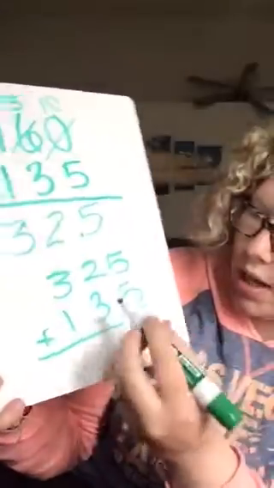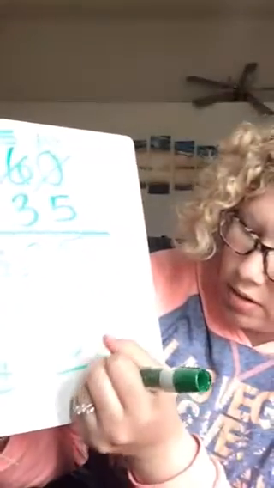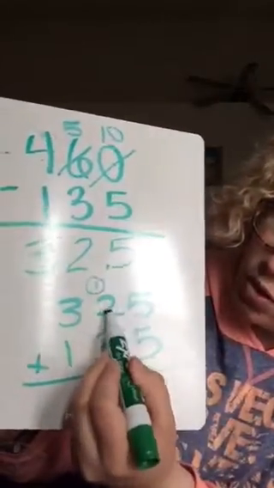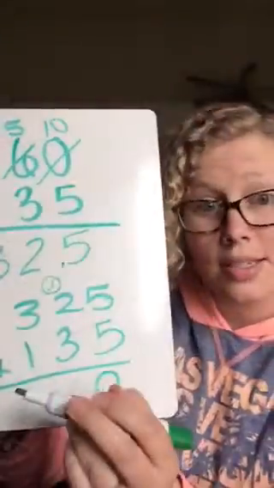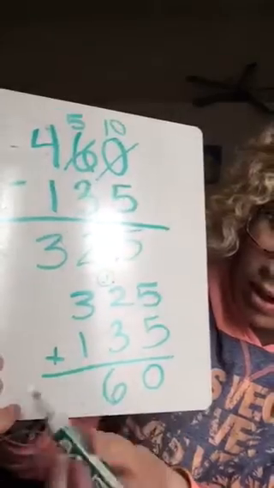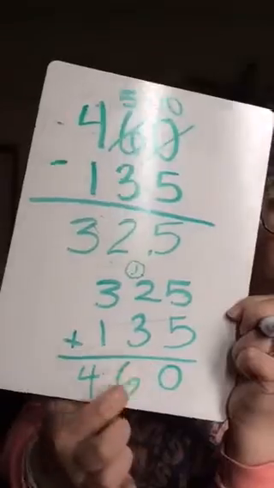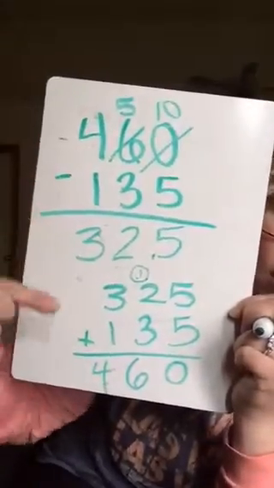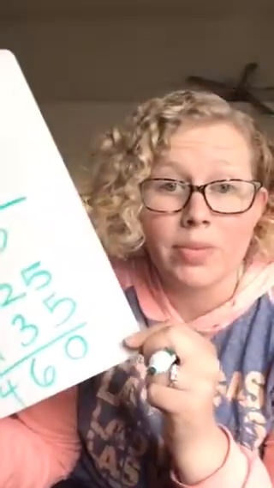Let's add it and see what we get. 5 plus 5 is 10. Okay, I drop my 0. I carry my 1 next door up into the invisible cloud. 2 plus 1 is 3. 3 plus 3 is 6. And then 3 plus 1 is 4. Okay, so then let's check. Here's my number. If my answer here is the same as my top number, 460, then I know I did it right. Did I do it correct? Yep, same number. It's right.